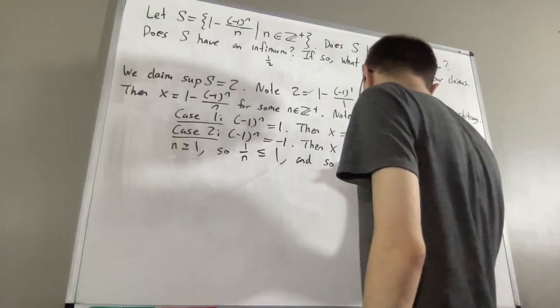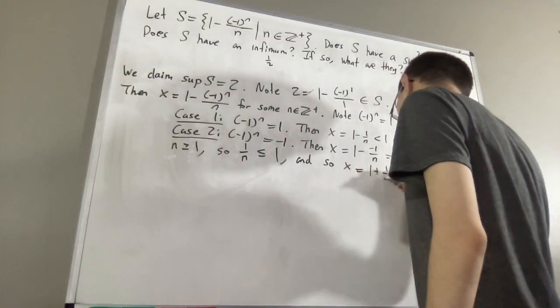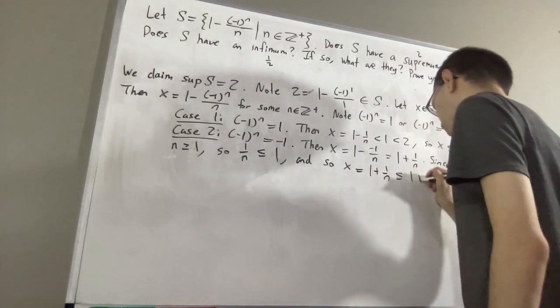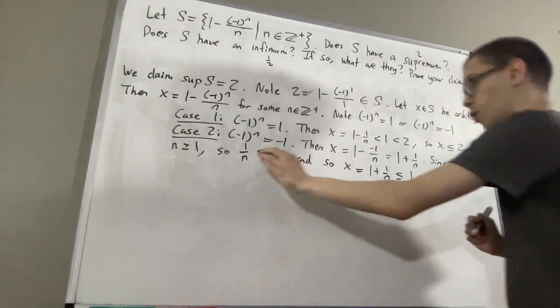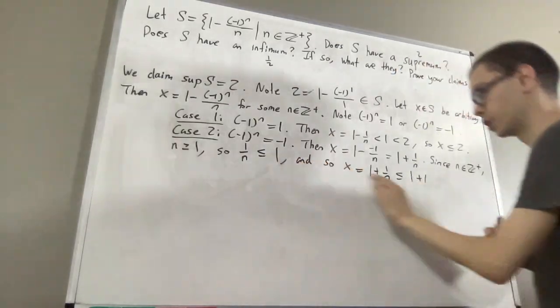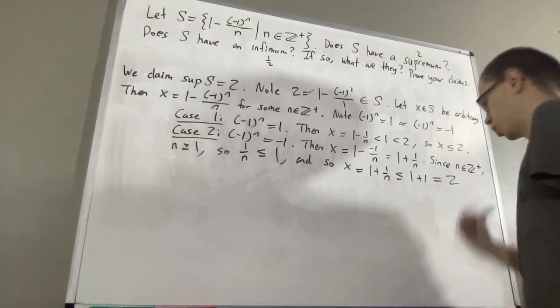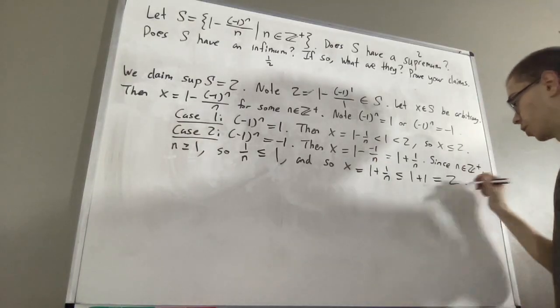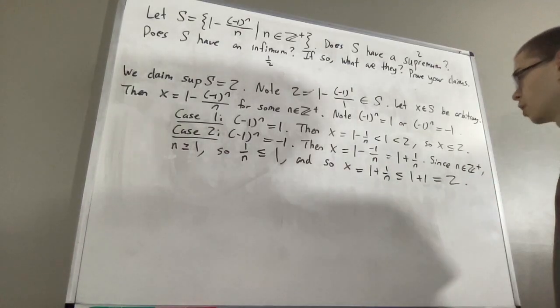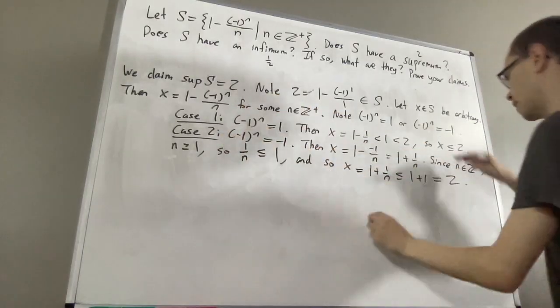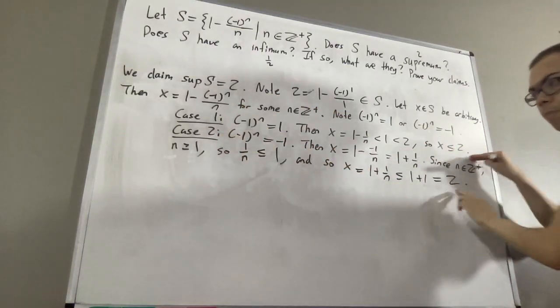And so x is equal to 1 plus 1 over n. That's less than or equal to 1 plus 1, right? All we've done here is add 1 to both sides of this inequality. We get that this is equal to 2. So x is less than or equal to 2. So in either case, we see x is less than or equal to 2.